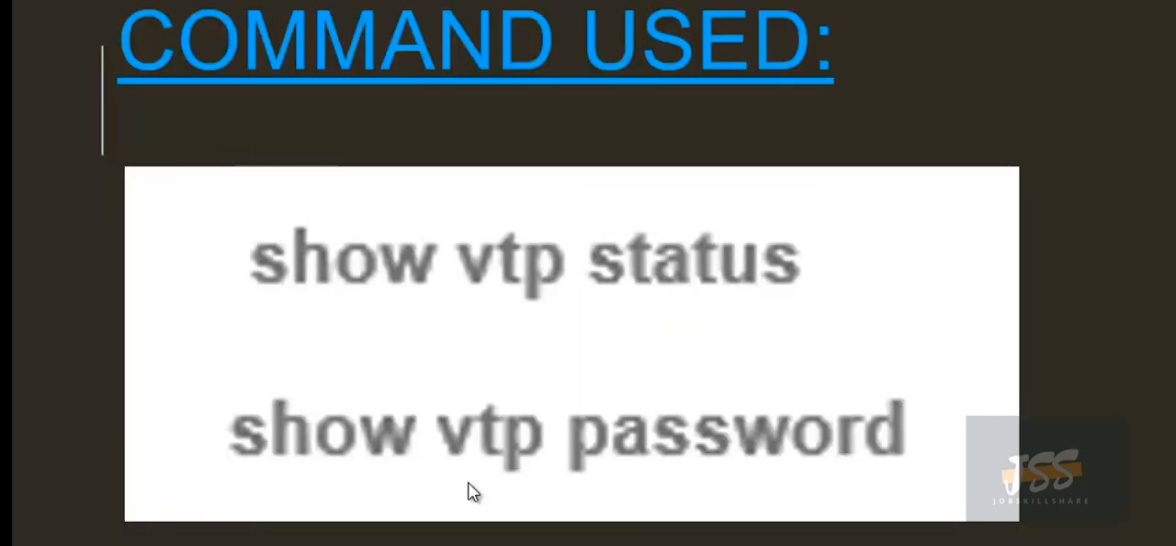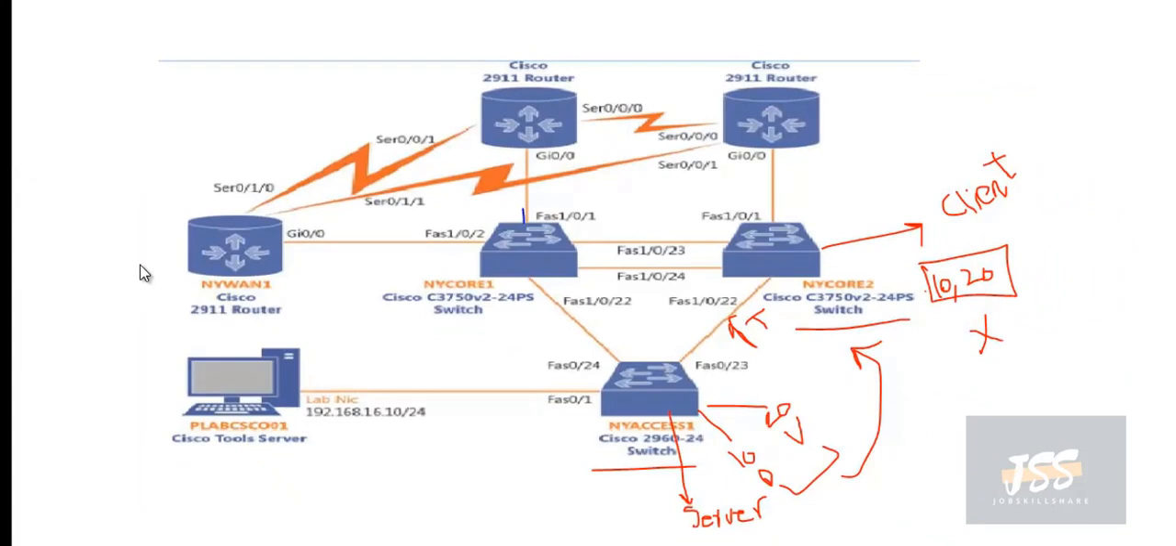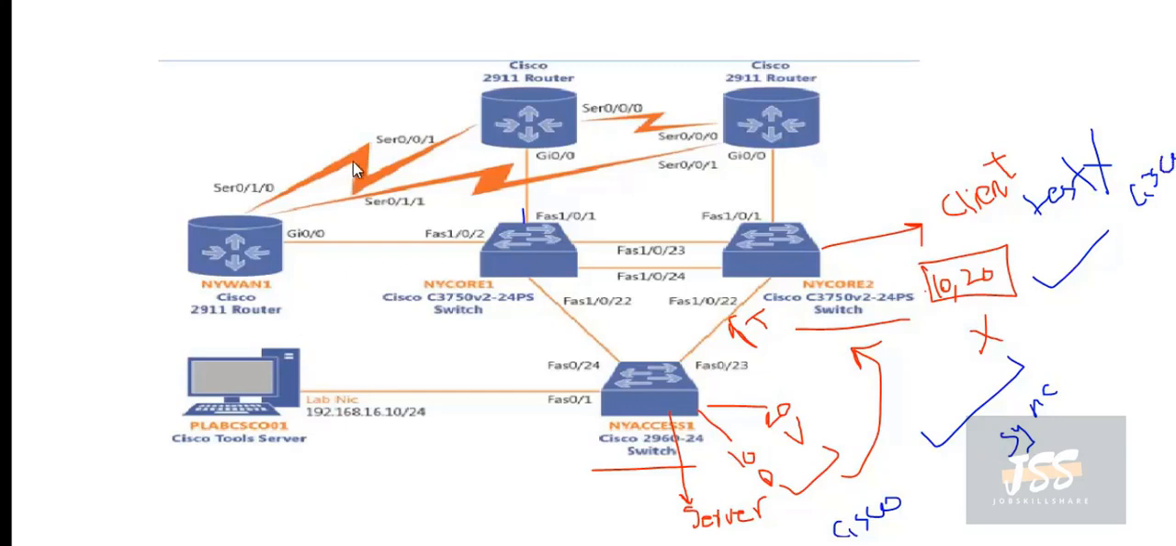So we use the commands show VTP status and show VTP password for troubleshooting purposes. So we troubleshooted this error. The databases were not syncing. The error was that the domain here was Cisco and the domain set here was test. So it was not syncing. What we did was we removed this domain and changed it to Cisco so that both the switches, NY core 2 and NY access 1, are in the same domain.